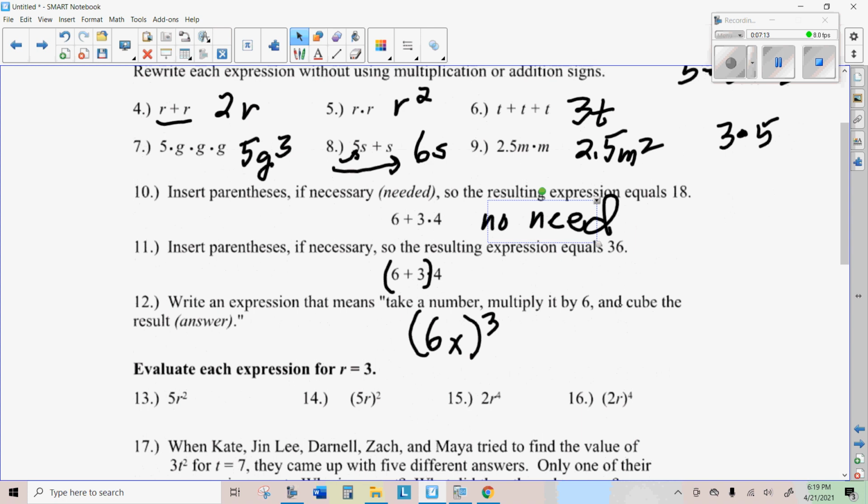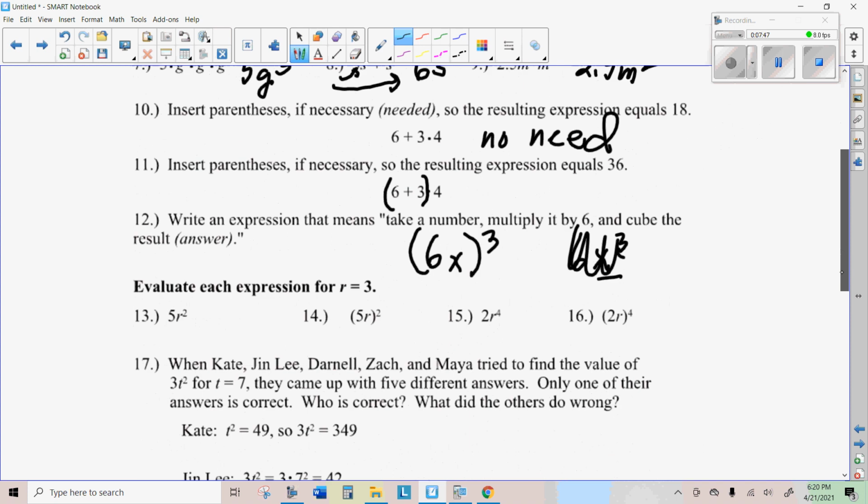All right, number 10, you could put parentheses in here because you want to multiply first, but because of the order of operations, you would be multiplying first anyway, so you don't need them. The next one, though, they are needed. You want to make sure you add those first and not multiply first. Okay, take a number, multiply it by 6, and cube the result. In order to show that, you're going to need parentheses, because without the parentheses, you would do x to the third first. You wouldn't do times 6 first.